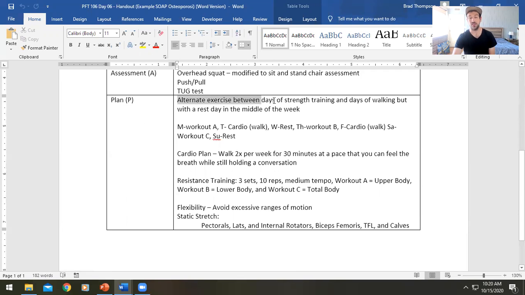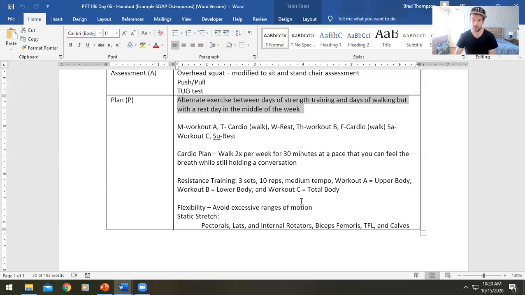So we are going to alternate exercise between days of strength training and days of walking, but we are going to give them a day in the middle with rest. So we're probably going to do strength training on Monday. We're going to have them go for a walk on Tuesday. Then we're going to have them rest on Wednesday so that their joints have a little bit of time off. Then on Thursday, we're going to have them strength train again.